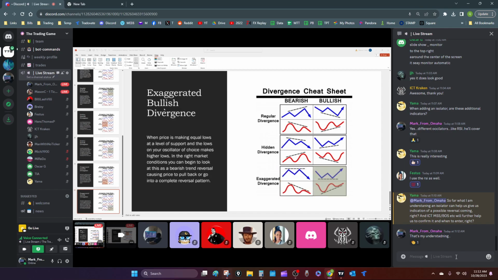Same thing with exaggerated bullish divergence. Your lows are making equal lows into an area of support, and your oscillator is making higher lows. That's showing that sellers are having trouble pushing the price lower than the previous low, and the trend has a chance to have a pullback or a complete reversal in the opposite direction.